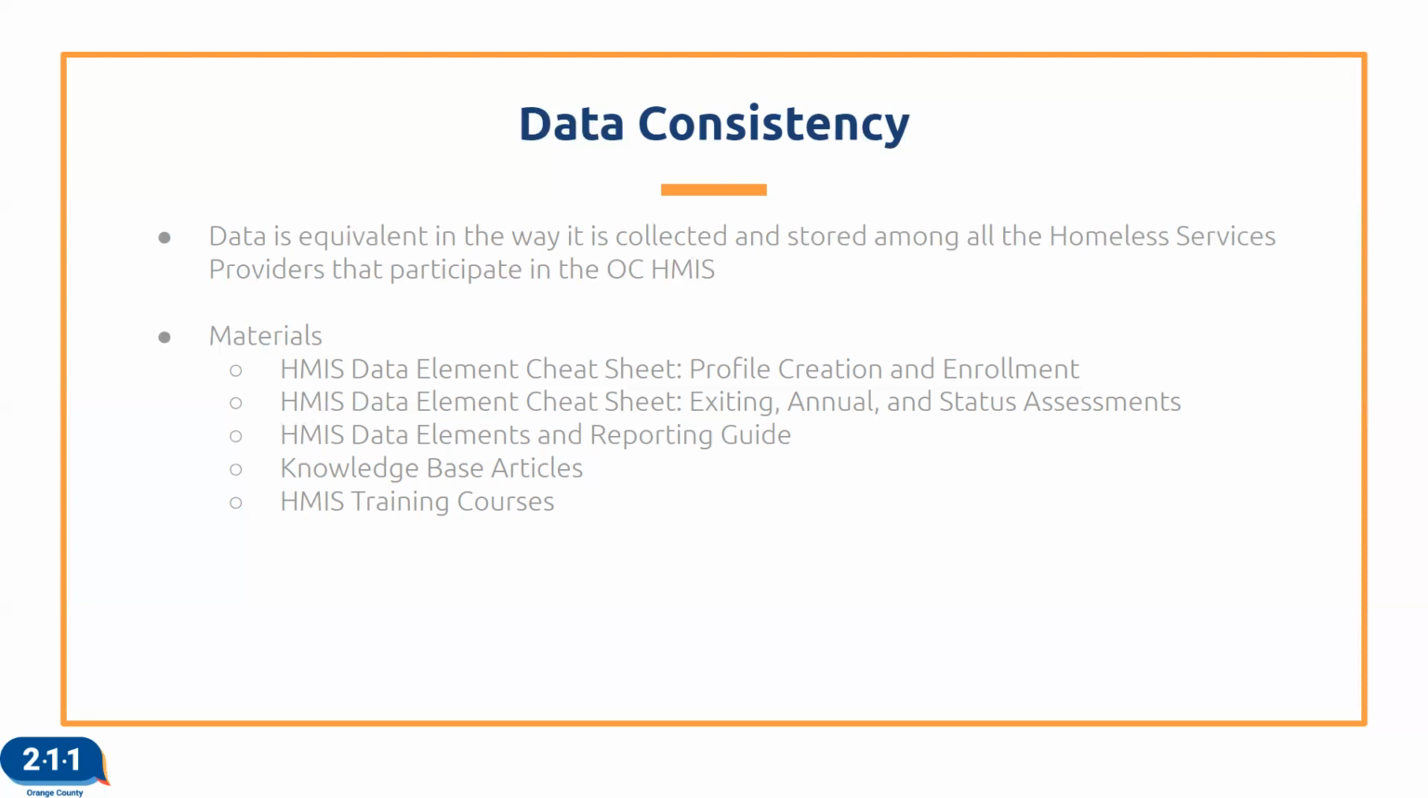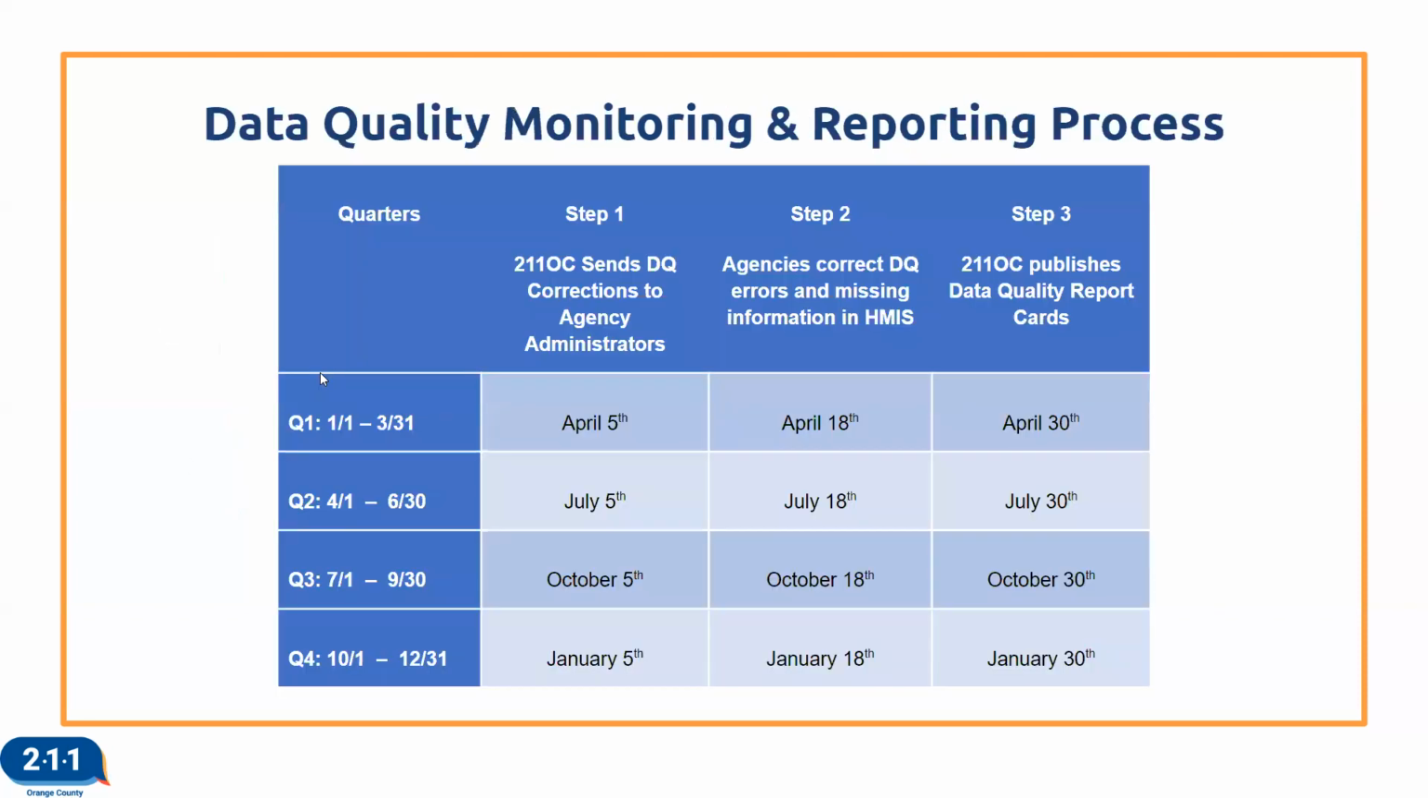The next section of the data quality plan is talking about our data quality monitoring and reporting process. So this is specific to the process that we complete in order to publish the data quality report cards. And we have a timeline that we are working towards in terms of getting the report cards completed and published. So we do them on a quarterly basis.